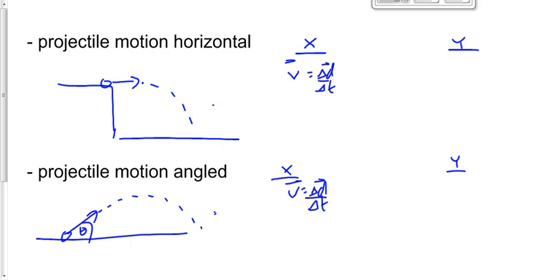The Y component? Stefan? Remember that one? No, don't remember? Christian, you remember the Y component here? No? Anybody? I know it's been a while here, but Emma? Good. AT squared. Good. Excellent.